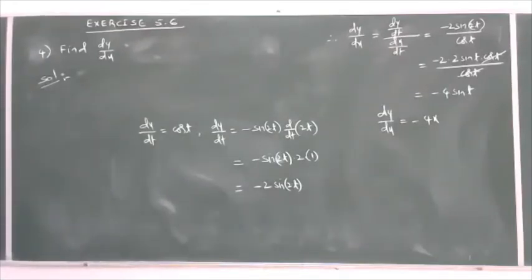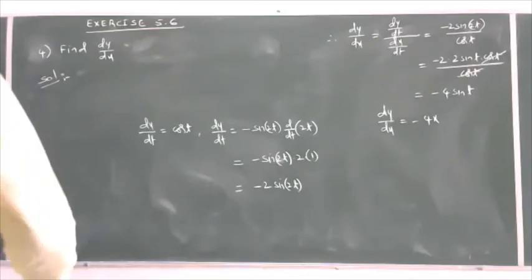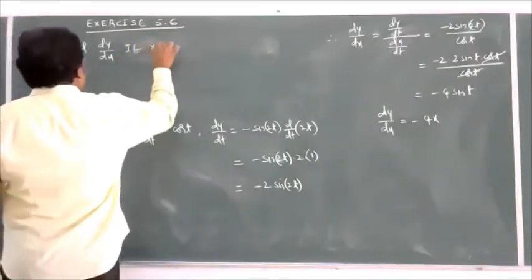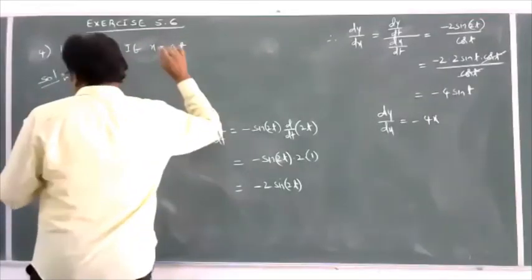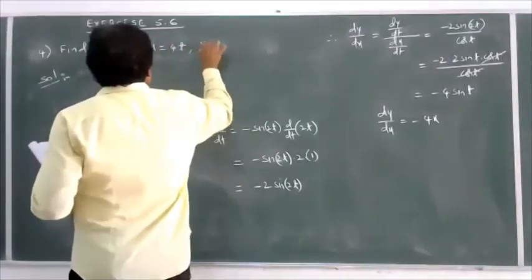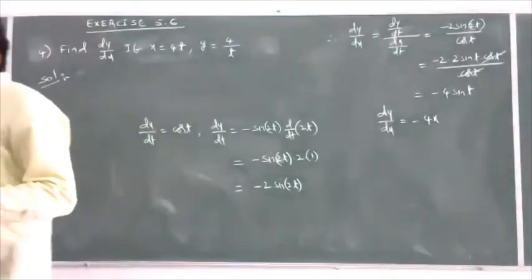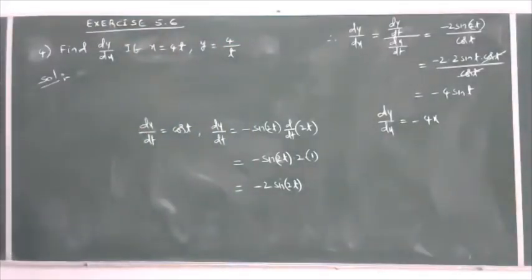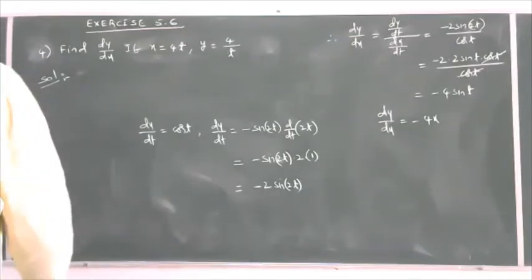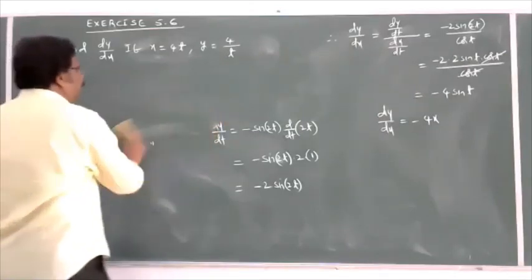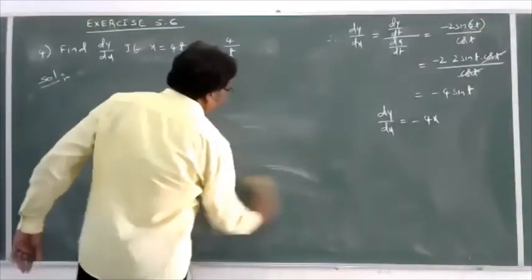Fourth problem. Find dy by dx if x is equal to 4t, y is equal to 4 by t. Here also the parameter is t. That's why differentiating both sides with respect to t.